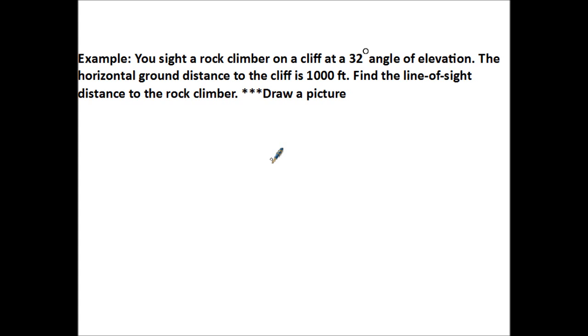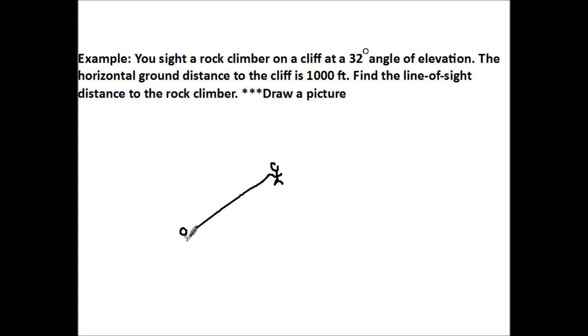Alright, let's read this word problem. You sight a rock climber on a cliff at a 32-degree angle of elevation. The horizontal ground distance to the cliff is 1,000 feet. Find the line of sight distance to the rock climber. Draw a picture. Okay, so it looks like I have a person on the ground and they are looking upward at a rock climber. Okay, they're hanging out on a cliff.